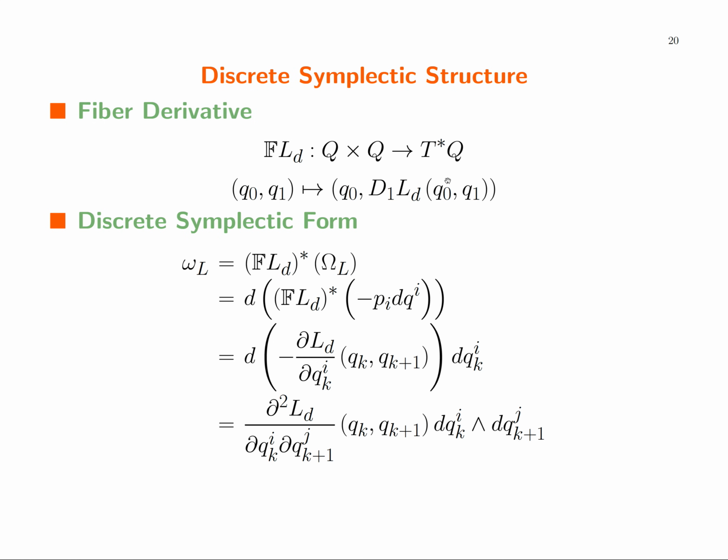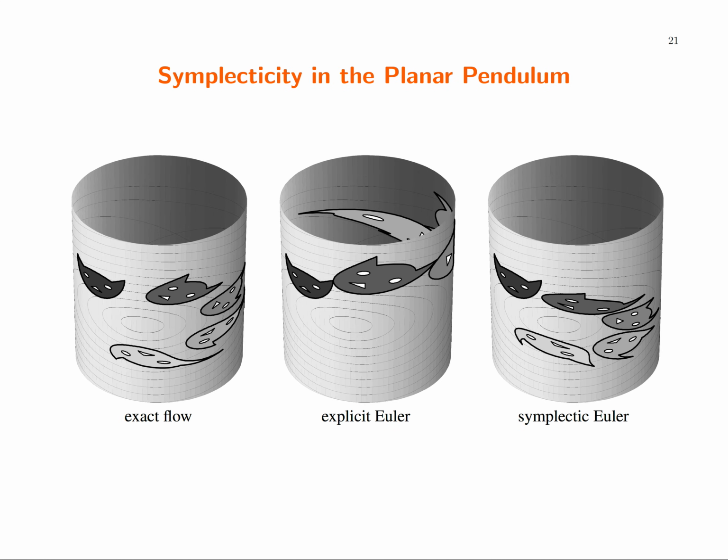All right. So once you have that, you can introduce a discrete symplectic form by pulling back the canonical symplectic form via this fiber derivative. And after doing the calculations, you end up with an expression like this. So this is the discrete symplectic structure, which is preserved by one of these variational integrators. Okay, so in any case, one might ask, well, what does this buy you?